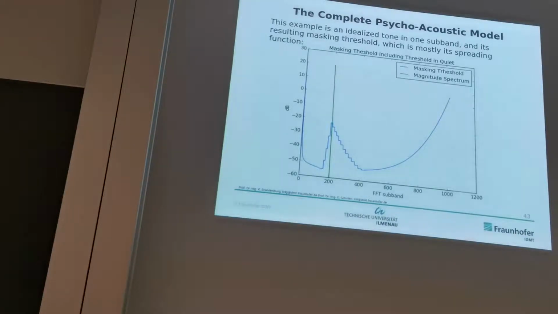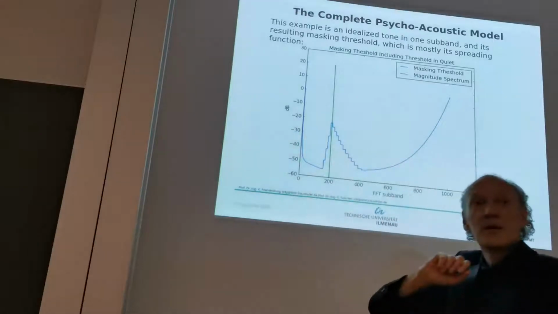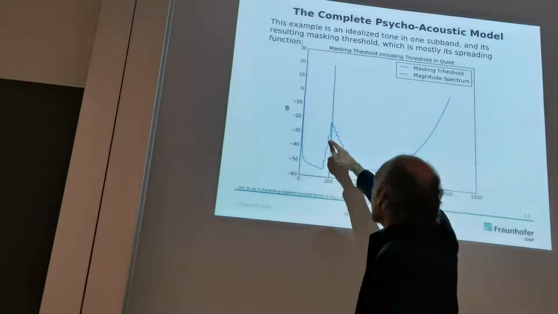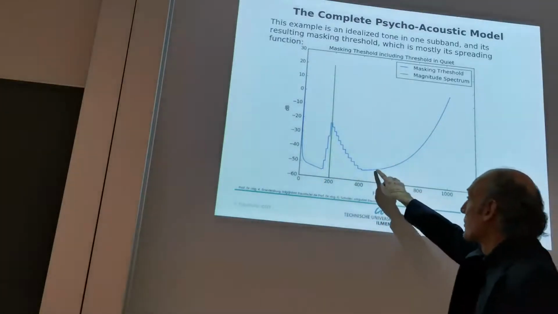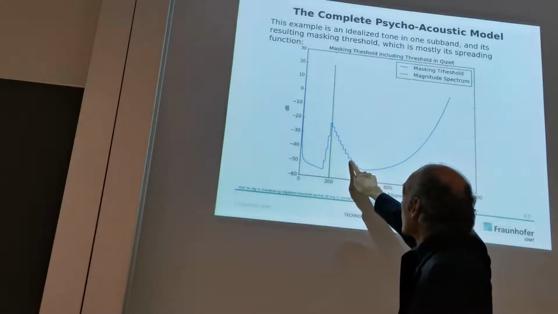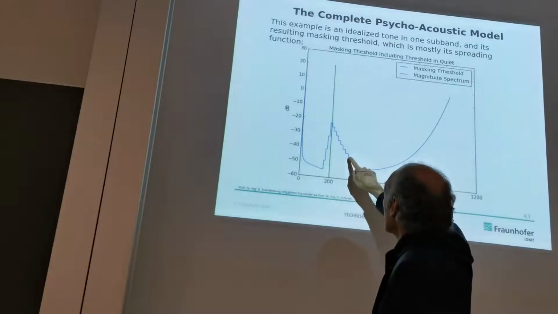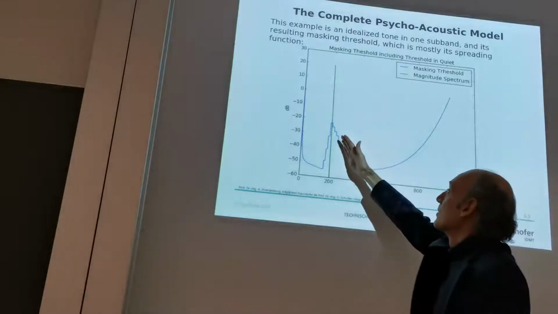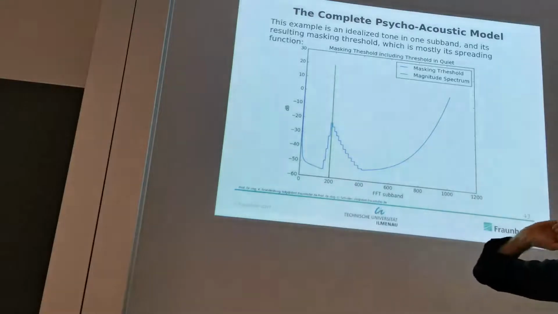So here you can see it's actually a combination between the threshold in quiet, which is this, and the spreading function caused by the sinusoid, which is this. Right? And because we took the maximum function, when it grows above the maximum of the threshold in quiet, here we get the spreading function. You can also see the spreading function is less steep to higher frequencies and steeper to lower frequencies.